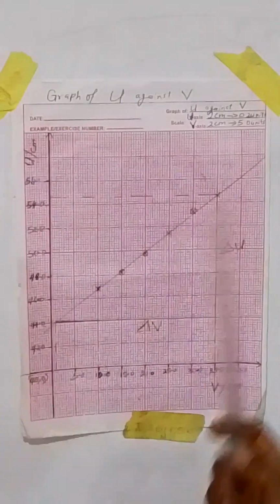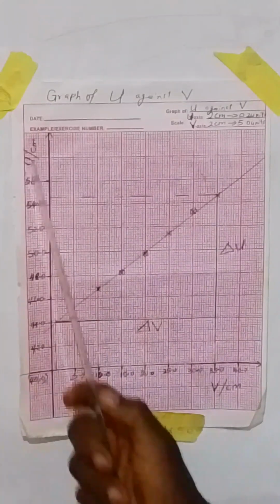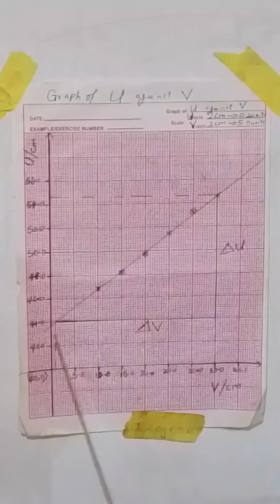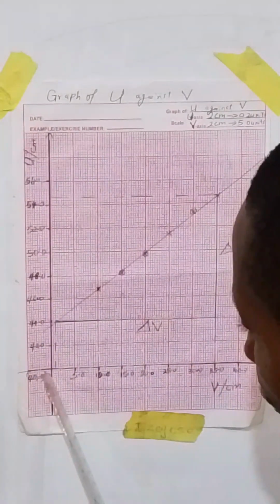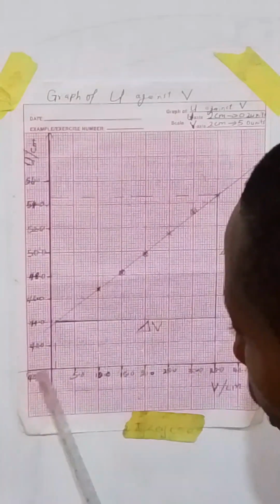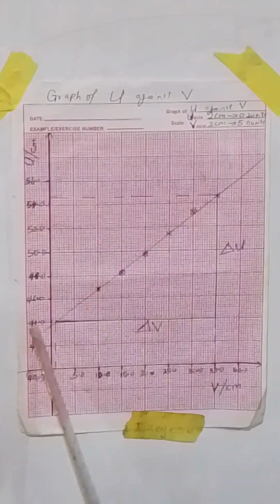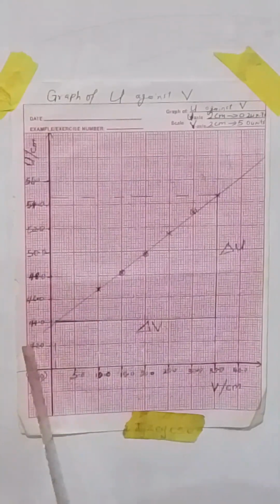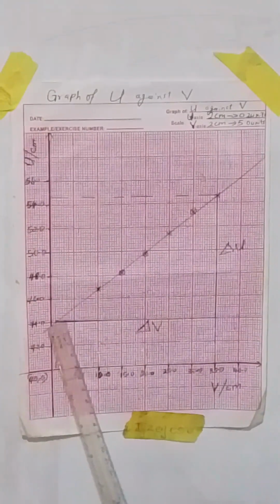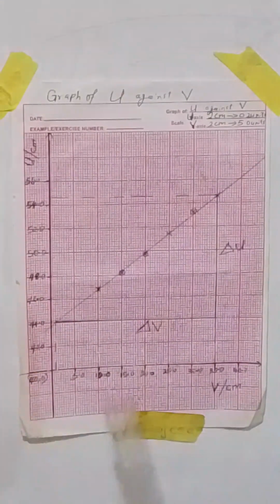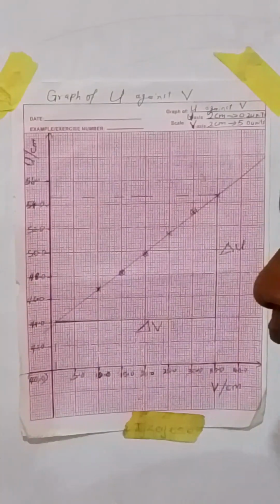Then the intercept. The intercept is where this line cuts the vertical axis here. So our intercept here is, don't forget each of these is 0.02 and 0.2. So if you take 0.2 from 4, you have 3.8. So what you have here is 43.8. That is the intercept. So the intercept is 43.8. So this is how you organize your work on that day.